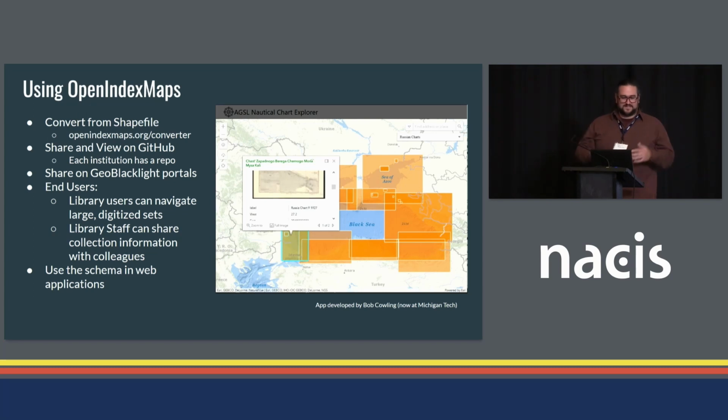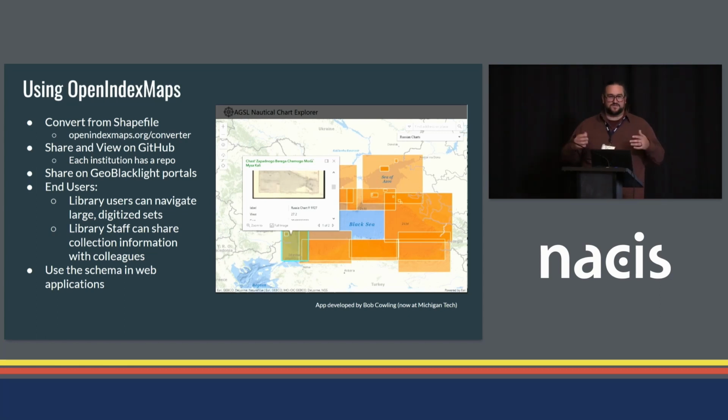Practically using OpenIndexMaps, we do have a shapefile converter on the website, so a lot of folks are creating these things in ArcGIS and making a shapefile and then using that to convert to GeoJSON. Like I mentioned, we're sharing on GitHub. There's an organization for OpenIndexMaps, and each institution has its own repo in that organization where we can all view each other's OpenIndexMaps. And then the GeoBlacklight community is developing implementations so that OpenIndexMaps can be shared on GeoBlacklight portals.